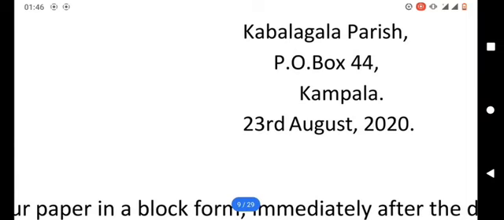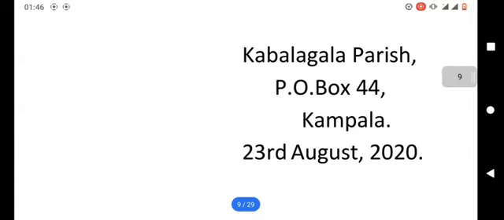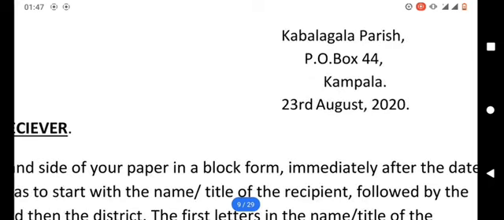August, beginning with the capital letter, and the month must be in full, punctuated with a comma. Then you put the year and end with a full stop. But this 23rd, the first digit, that is 2, is proportional to the name of the school, to the name of the parish, which is Kabalagala.